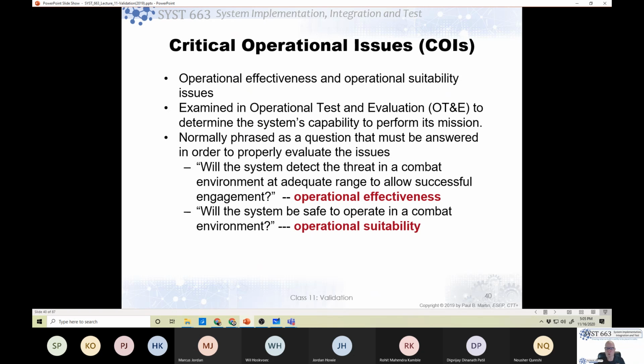So you can see where usually this is phrased like a question. So you say, hey, will the system detect the threat in the combat area in adequate range to allow successful engagement? In other words, operational effectiveness. Is it doing its mission? Now, the other question you may have is, how safe is this thing when it's actually in operation? And of course, you're looking at the safety of the operators, and that is an operational suitability.